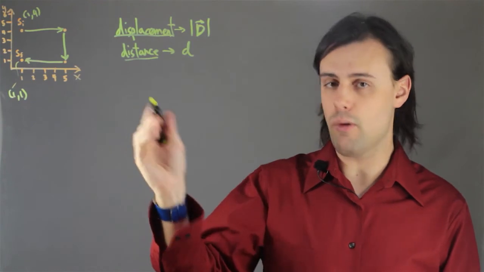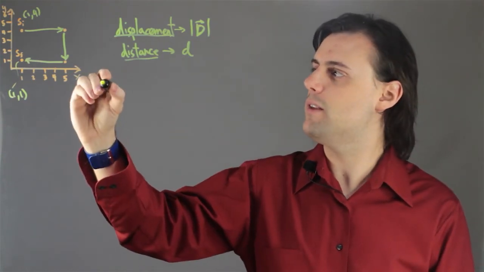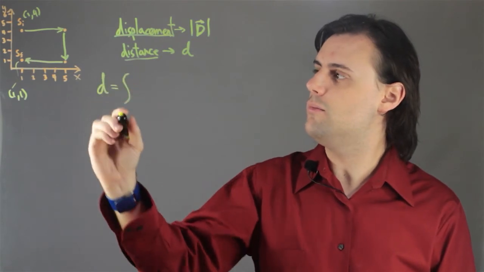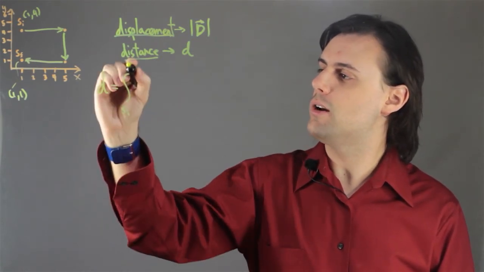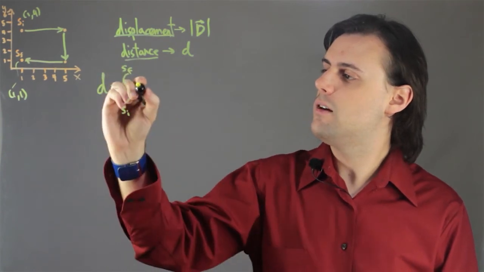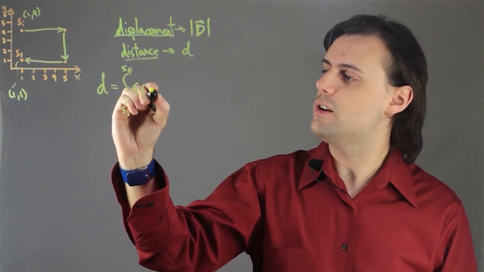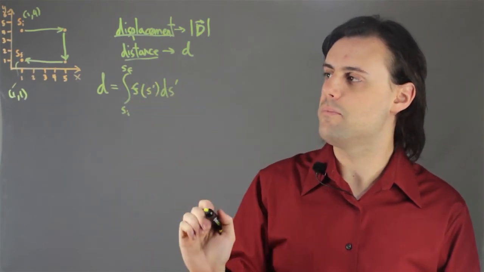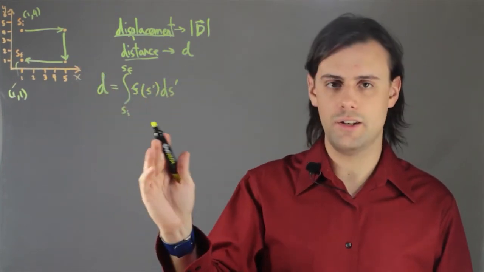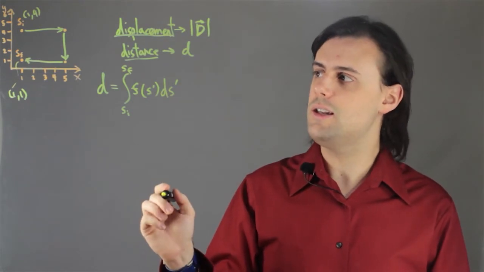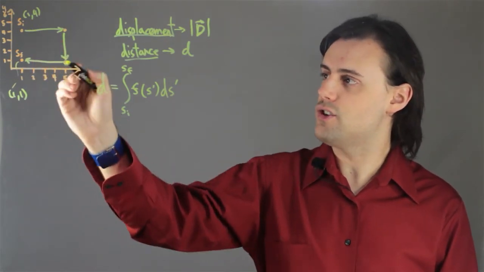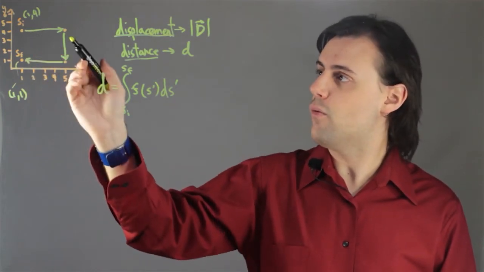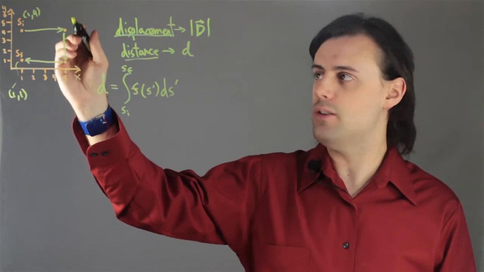So an equation for distance then, formally, I could write d is equal to the integral from the initial point to the final point, and I'm integrating a function with respect to the dummy variable s prime. In this case, such an integral isn't necessarily needed since these functions are well defined. We can actually just read off what the magnitudes are if we know these coordinates.